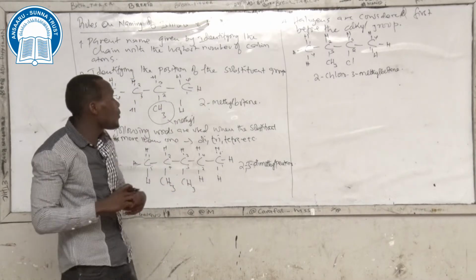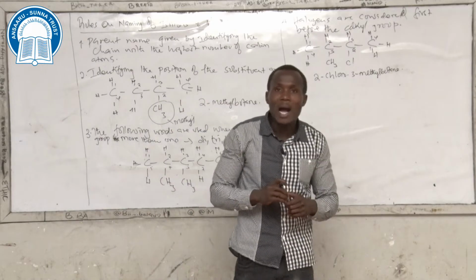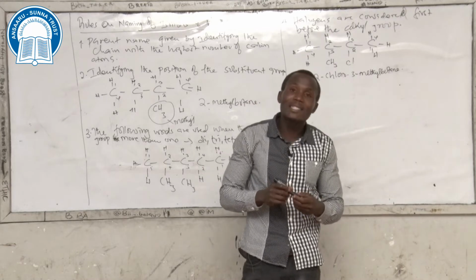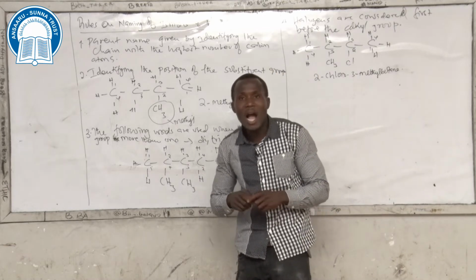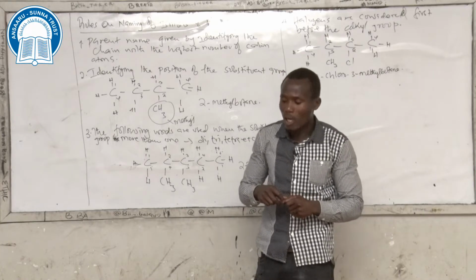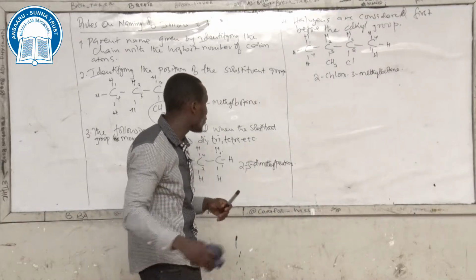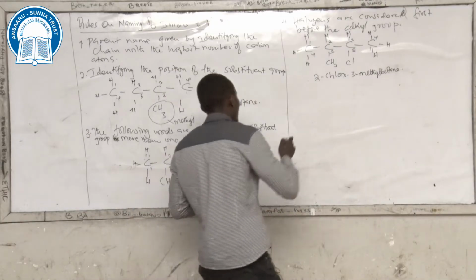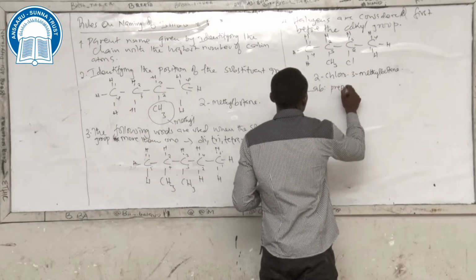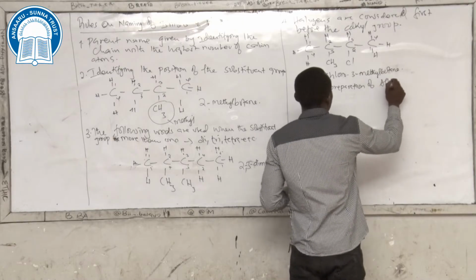So those are some of the rules when it comes to naming of isomers of alkanes. Now the next step is to check on how we can prepare alkanes in the laboratory. How do we prepare alkanes? Preparation of alkanes. So we check on lab preparation of alkanes.